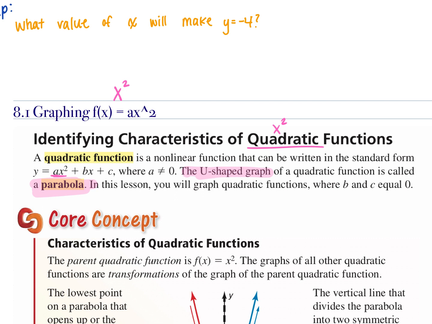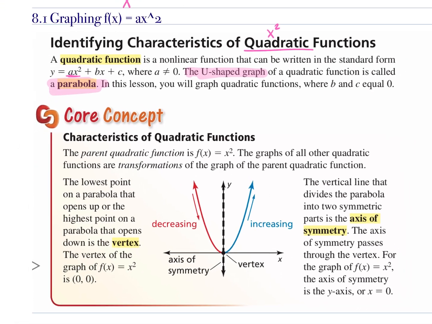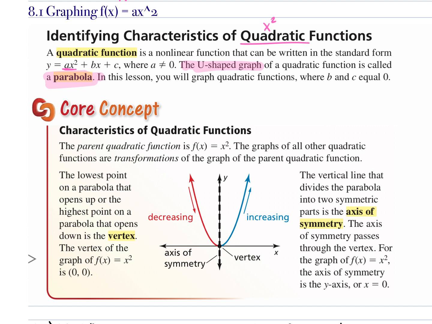In this lesson, you will graph quadratic functions where b and c equal 0. So our parent function is this graph down here. This is just the basic graph of our quadratic functions. The graphs of all other quadratic functions are transformations of the graph of the parent function. If we just have x squared, our graph will just look like this, basic, simple. If we are adding numbers to the x squared or multiplying, our graph may shift or stretch or something like that. It may move somewhere else, but it'll always have this shape.